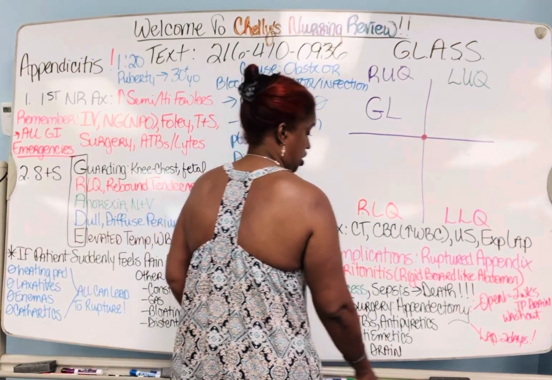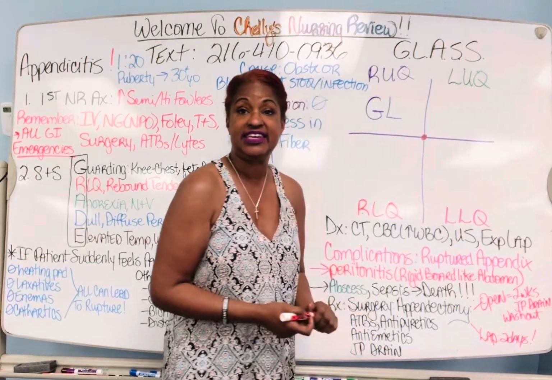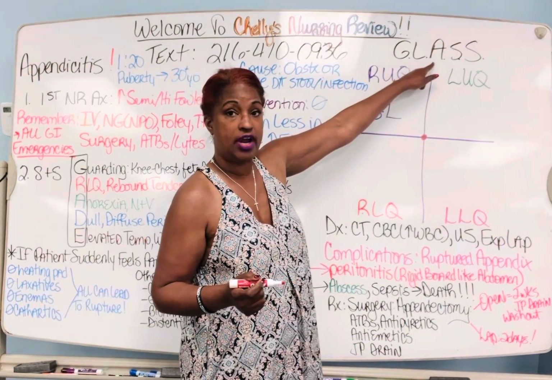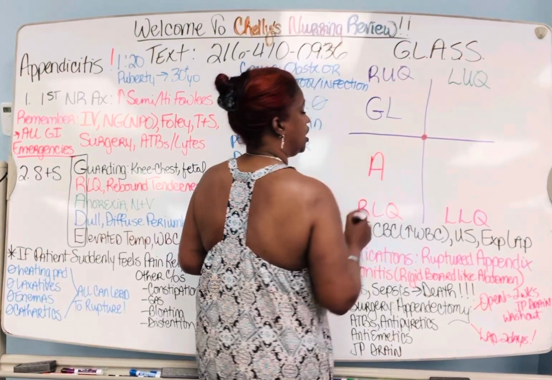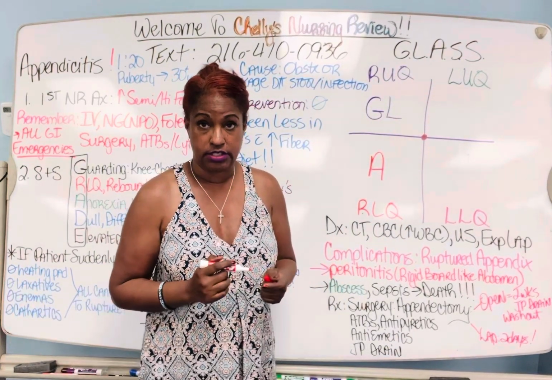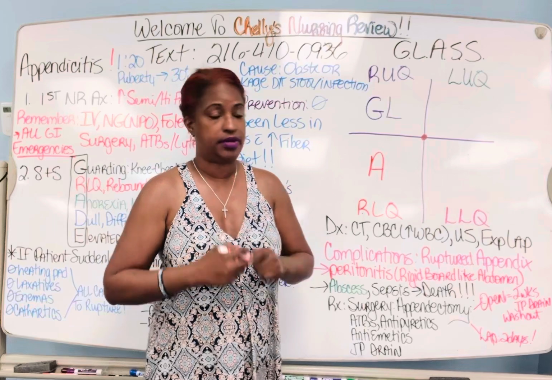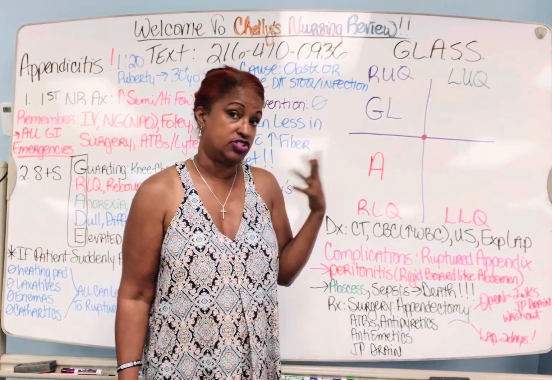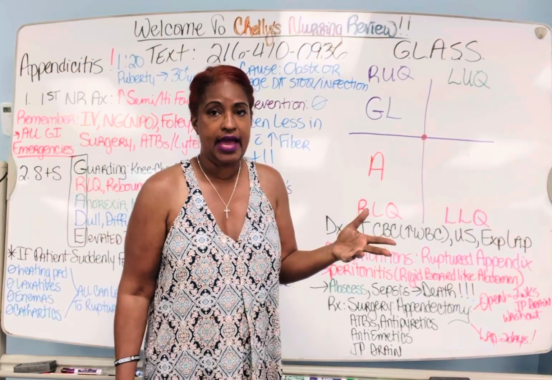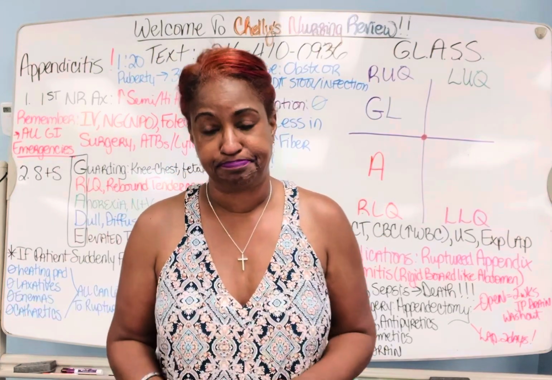Today's lecture is on the appendix. So that's your A. Your A is in the right lower quadrant. And you had to know that because when people act stupid about this, people die. Patients literally can die. And let me explain what I mean.